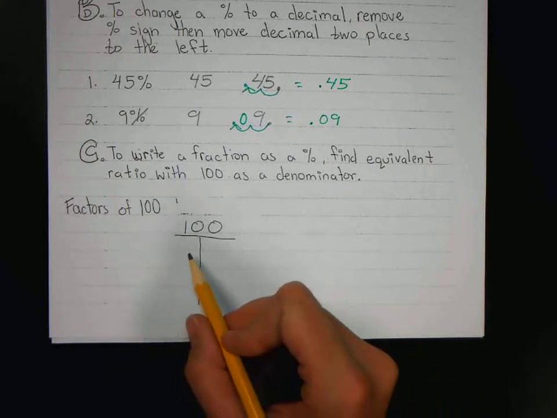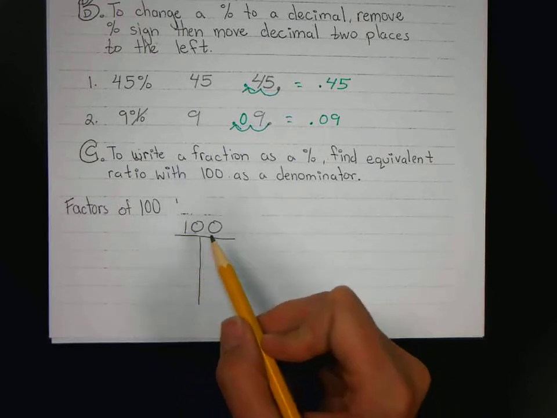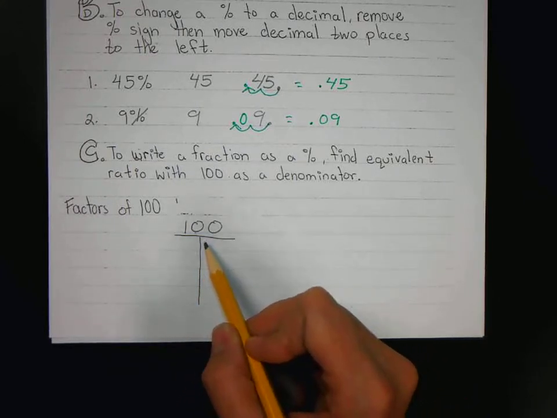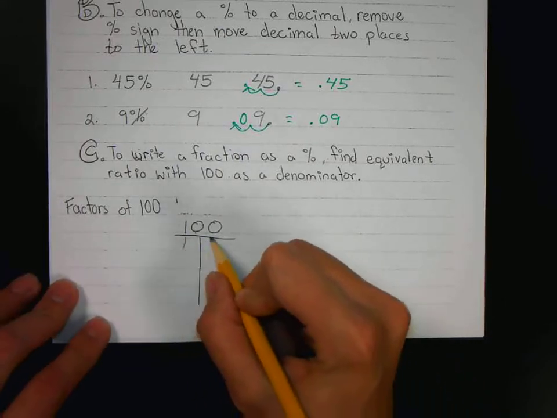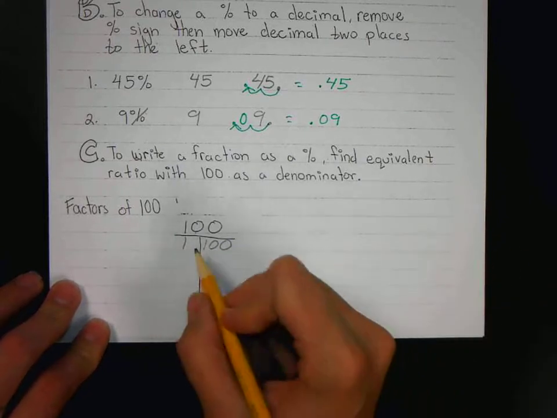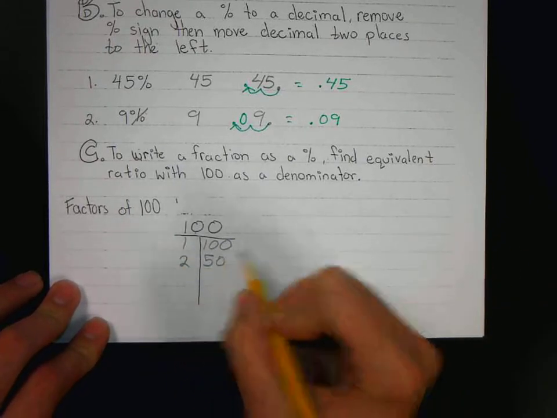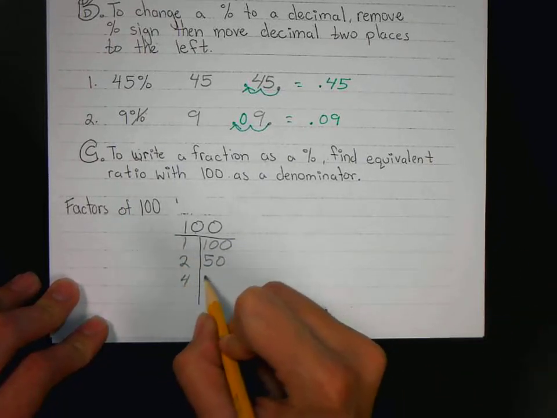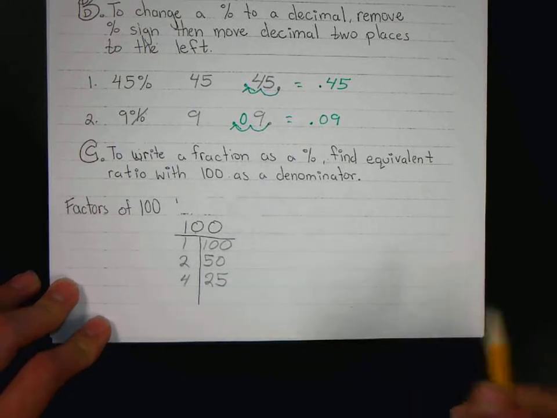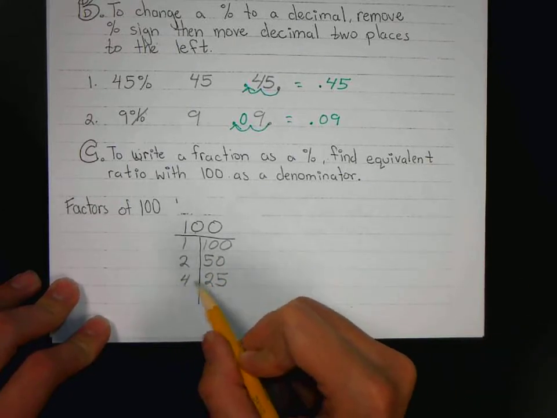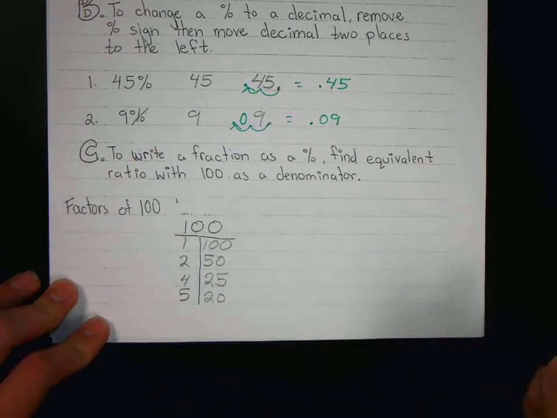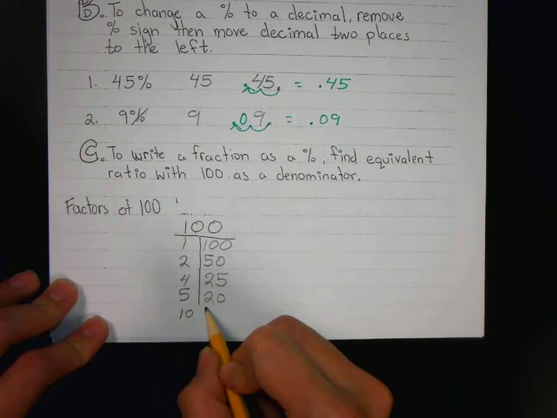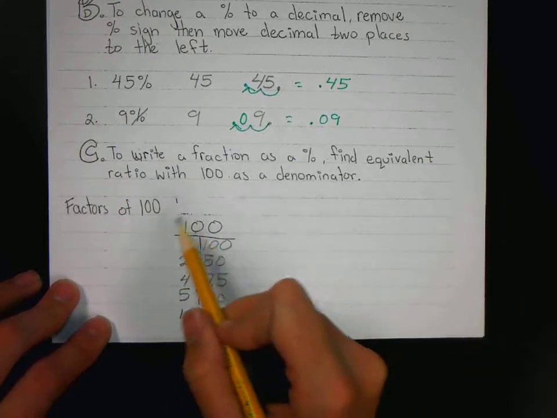Okay. So if we talk about the factors of 100, what two numbers can we multiply together to make 100? And remember, they all come as pairs. Okay. 1 times 100 is 100. We have 2 times 50 is 100. We have 4 times 25 is 100, because 25 cents, you need 4 quarters to make $1. You have 5 times 20. And then finally you have 10 times 10. These are our wonderful factors of 100.